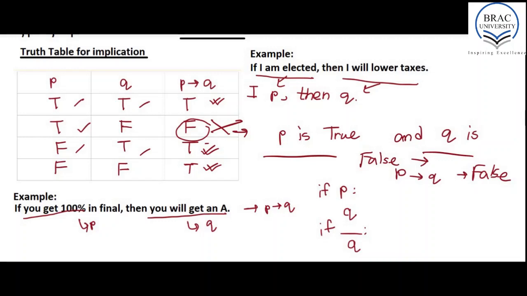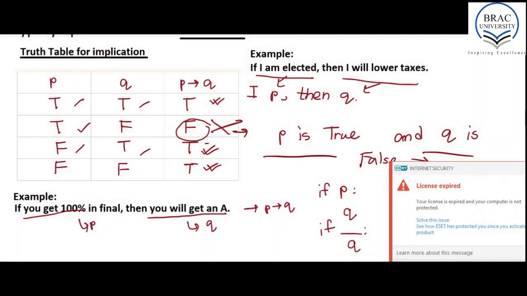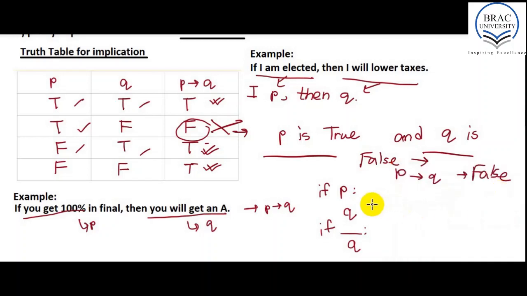Now if P is true and Q is not printed, that is not possible. If P is true, then you will enter into this block, and you will have to print Q. So this is a false case: P is true but Q is not printed.